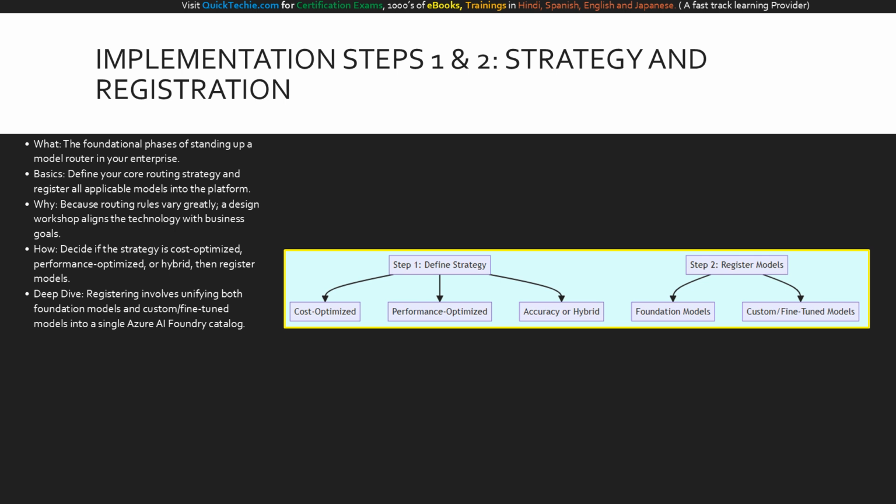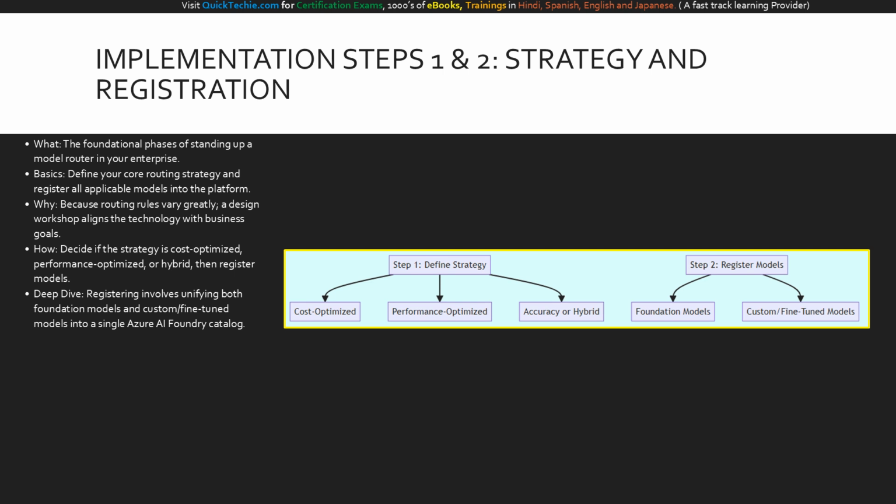For our deep dive, recognize that registering models means bringing your diverse AI portfolio under one roof. You will register out-of-the-box foundation models alongside your custom and fine-tuned models. This centralized registry is what allows the router to dynamically select the best asset, transforming a fragmented AI landscape into a unified, accessible catalog. Let's explore the first 2 steps of implementation on this flow diagram.